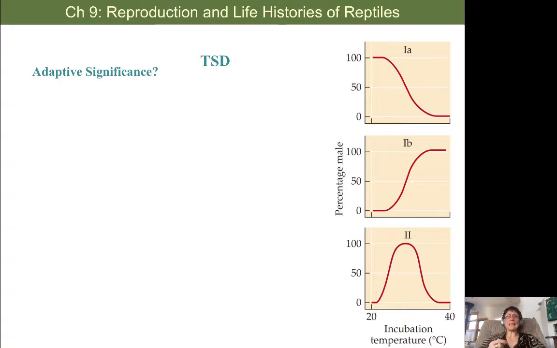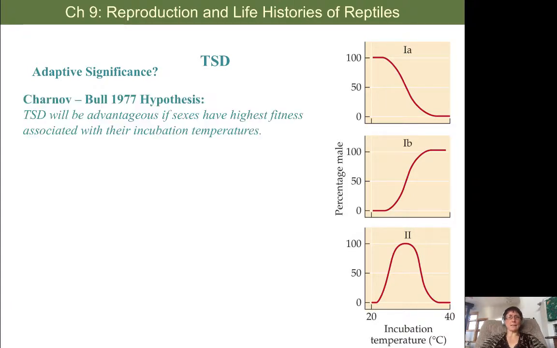However, there are some key extinct organisms for which we don't know if they had TSD or GSD. So that makes understanding the evolution of these patterns a little more difficult. But there have been some really powerful hypotheses proposed to try to explain the adaptive significance of TSD. So Charnov-Bull in 1977 proposed that TSD would be advantageous if the sexes that have the highest fitness are associated with their incubation temperatures.